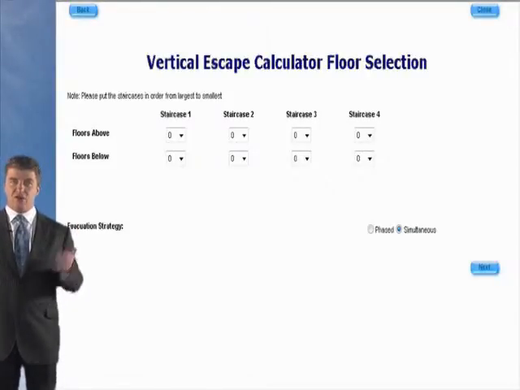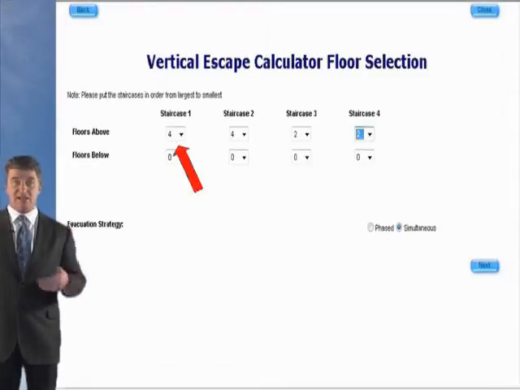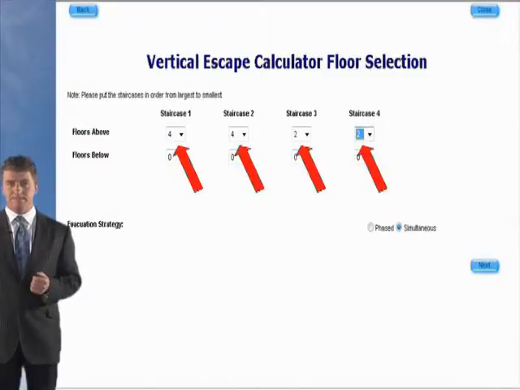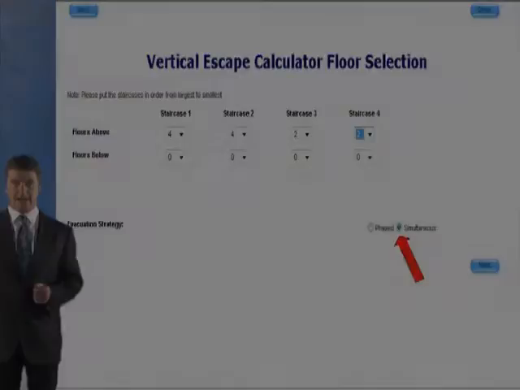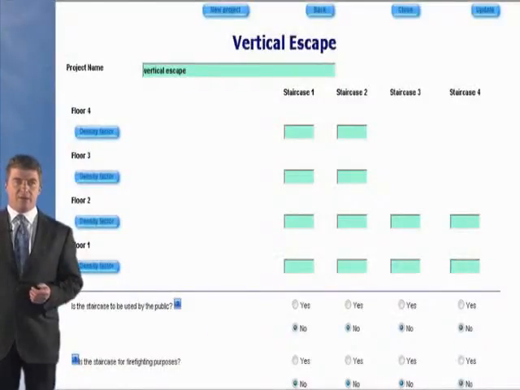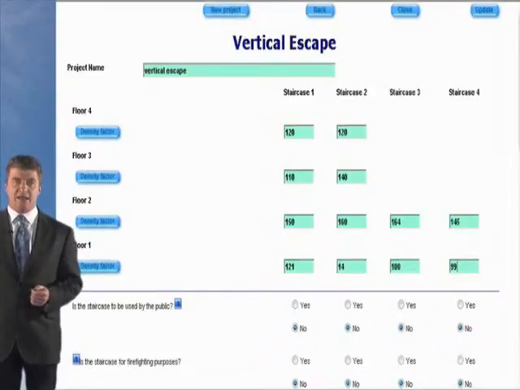Then you have to select the number of floors above and below ground. In this case, we'll select 4 above ground for the first one, then 4, 2 and 2. Once you've selected the number of floors above and below ground, select the evacuation strategy and press next. This brings you onto the calculator. Now you need to insert the number of people that are going to enter that staircase at the various levels, as you can see that I've done here. You have to put in the number of people that are going to enter that staircase at that level above ground floor.